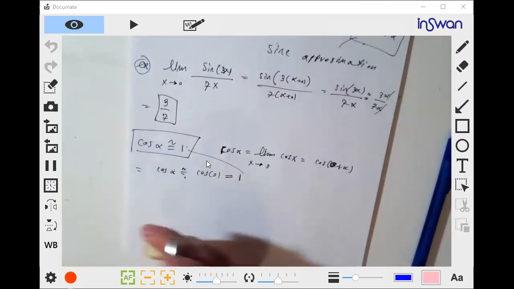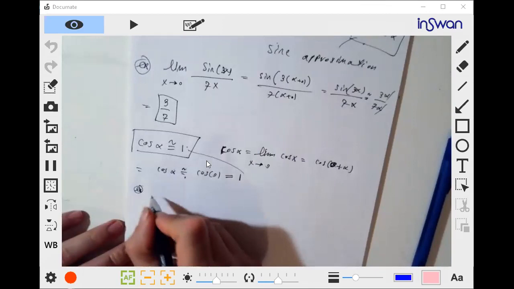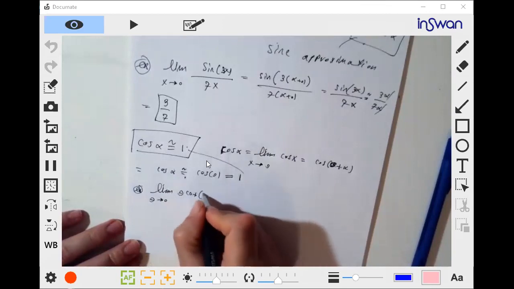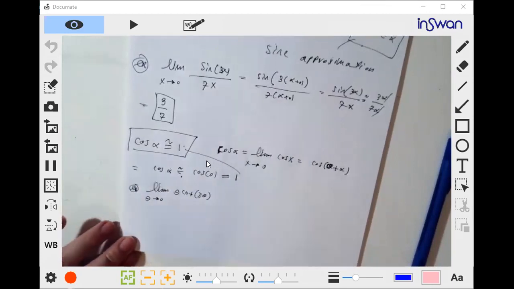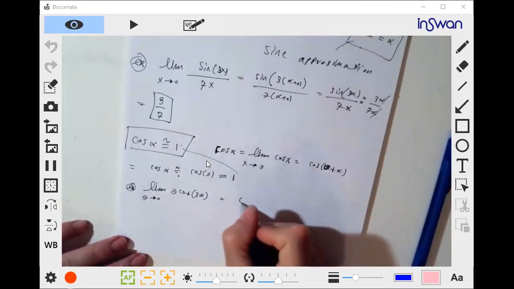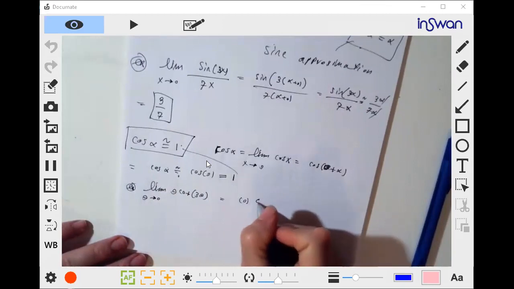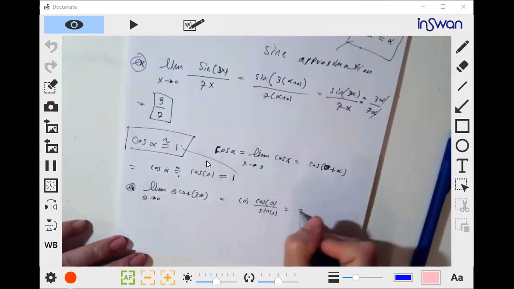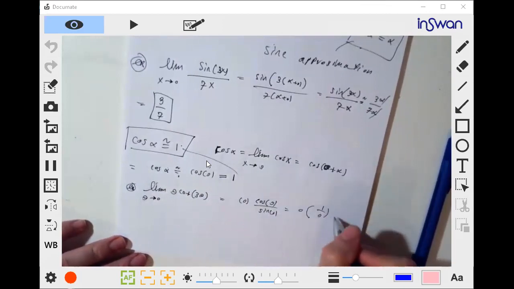So let's do some limits here. What is the limit as theta approaches 0 of theta cotangent of 3 theta? Okay. Notice that if we just plug in a 0, we get an undefined. We get 0 times cosine of 0 divided by sine of 0. That's 0 times 1 over 0. That's undefined.